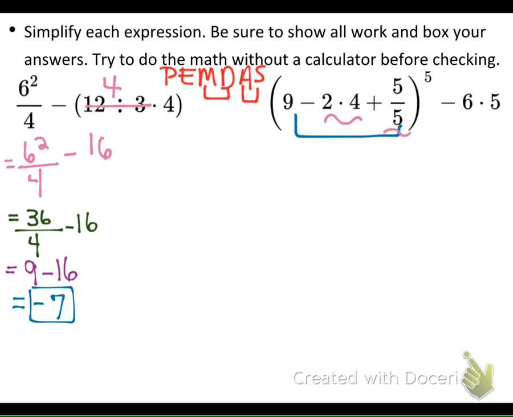So what we're going to do is take 2 times 4 first. What's 2 times 4? Okay, so I'm going to bring that 8 down. I'm going to bring the 9 minus 8 plus. So I'm just bringing my work down, and then I'm going to do 5 divided by 5. What's 5 divided by 5? 1. Now, I'm not finished within the parentheses. So I'm going to write the parentheses and write out the rest of my problem. I am only focused on the parentheses until I am finished with them. This is going to be on the test.